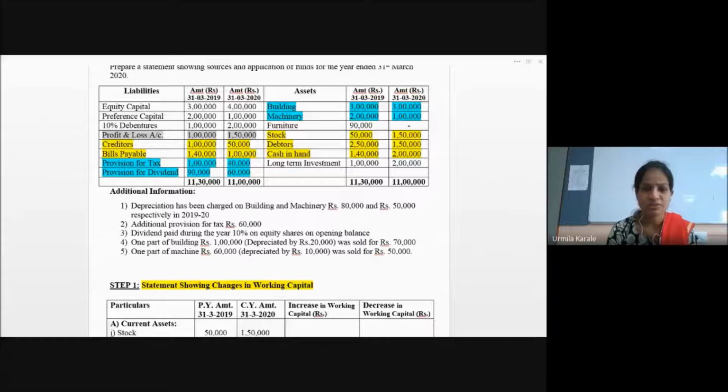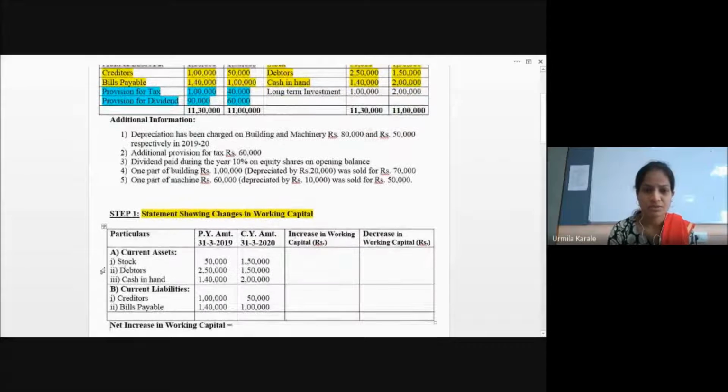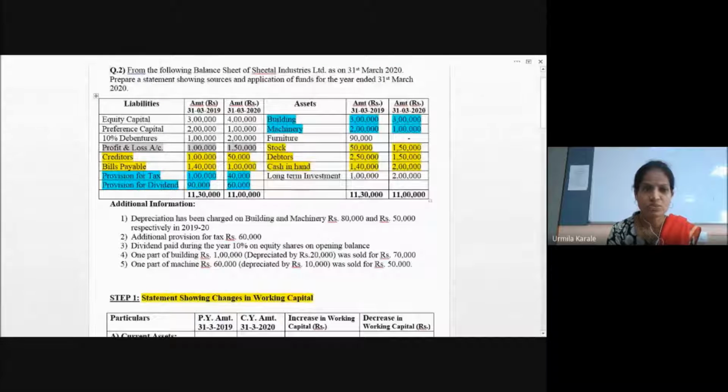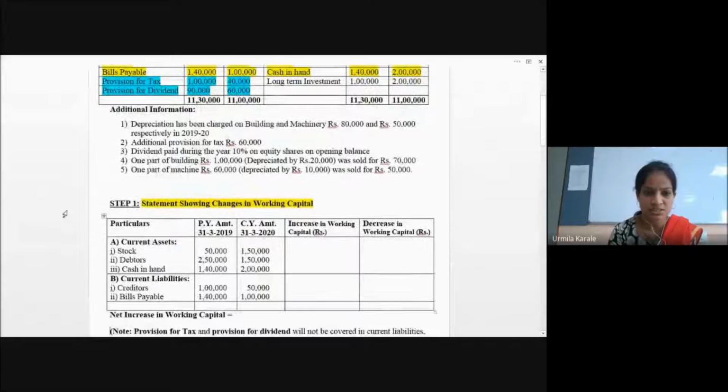First, we are starting with the first step, that is the statement showing changes in working capital. So all these three and all these two, we are going to put in the format. You can easily see stock, debtors, cash in hand, last year's amount, this year's amount, and the two current liabilities. So I have done the same here. First I have shown the current assets, three current assets with the last year and this year amounts. In the same way, current liabilities, creditors and bills payable, I have shown with the amounts.